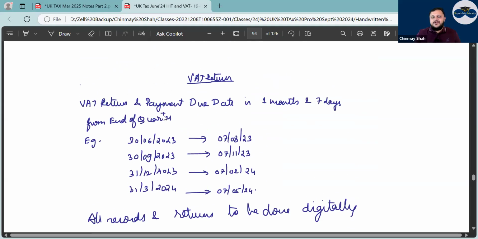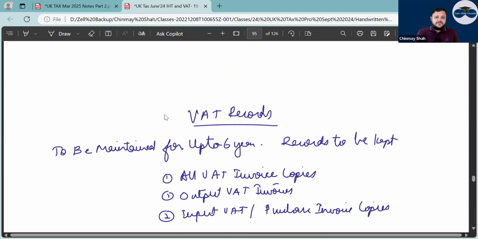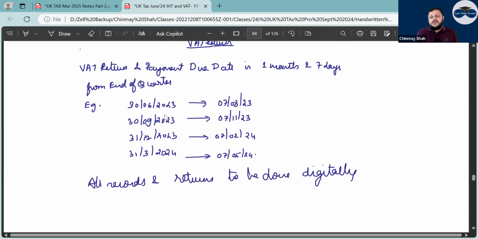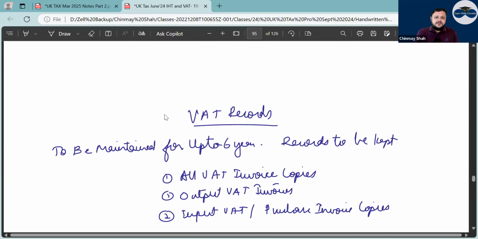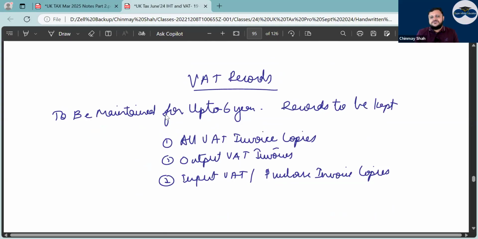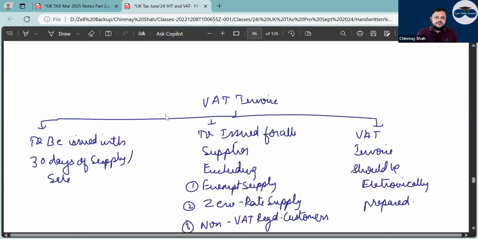Then VAT returns have to be filed on what? What is the due date of filing VAT returns, correct? That means 1 month and 7 days from the end of the quarter, whatever is the end of your quarter. So let's say your quarter ends on 30/06/2023. 1 month and 7 days: 7/08/23. All records and returns are to be done digitally, correct? And VAT records are to be maintained up to 6 years, correct? All the VAT invoice copies, output VAT, input VAT copies that are there.